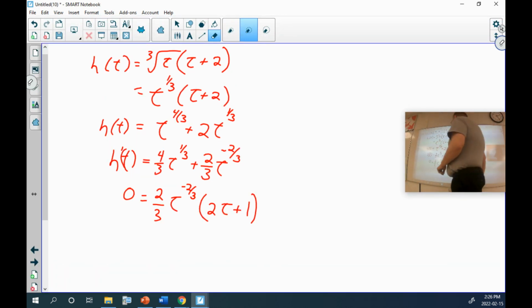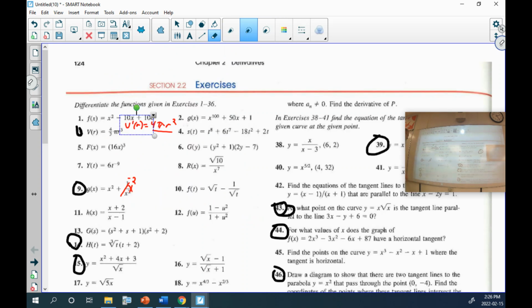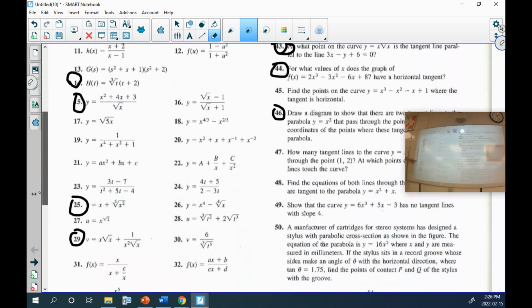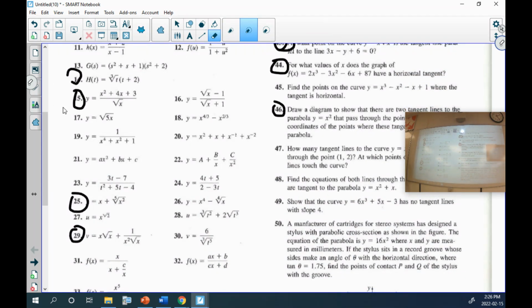Like that on the bottom. How about something like this? Here we have a function over a function. We have a polynomial over a radical. Again, we haven't talked about how to find the derivative of a polynomial over a radical.